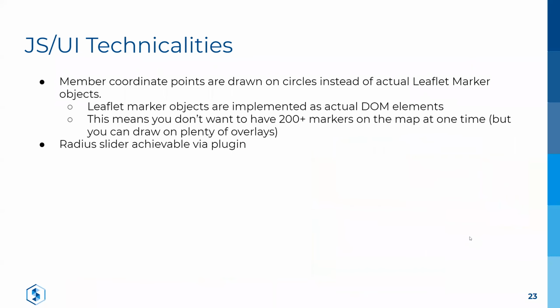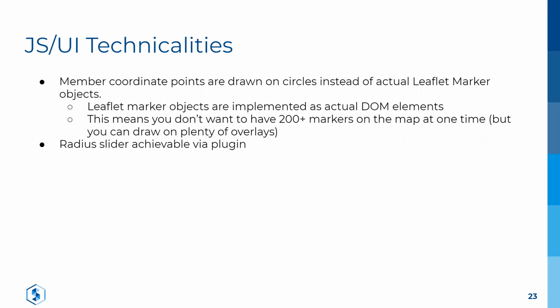Oh, the other piece here is there are some other little gotchas. So one is the member coordinate points. If you use them as just markers, Leaflet actually tracks all markers as DOM elements. And so if we get back thousands of these, and you make thousands of DOM elements, you'll notice your page starts to kind of lag a bit.